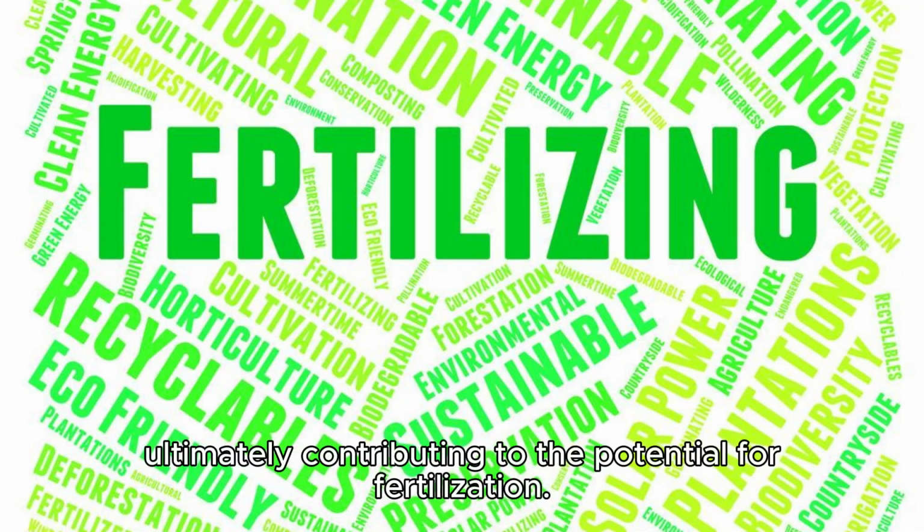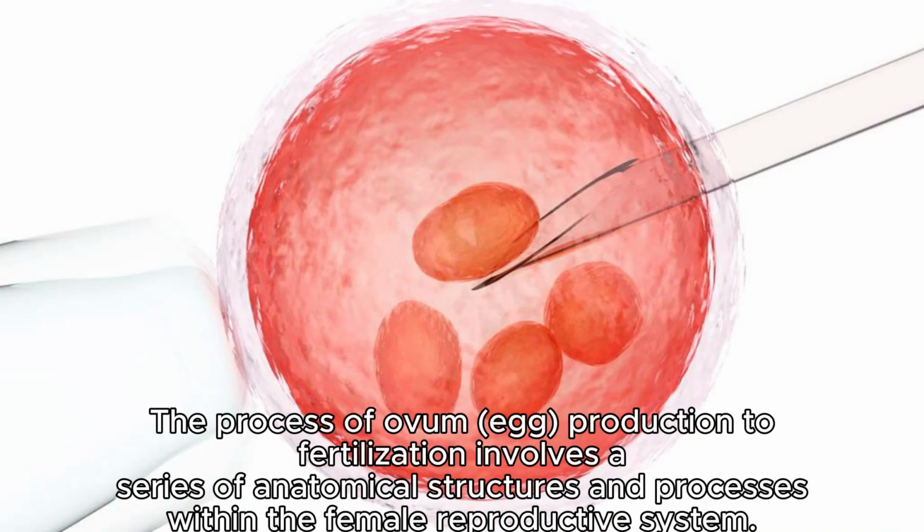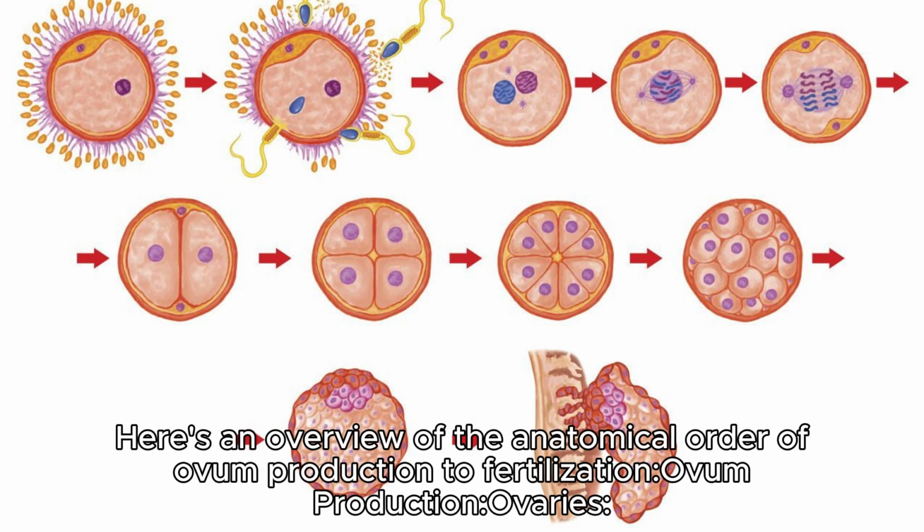The process of ovum (egg) production to fertilization involves a series of anatomical structures and processes within the female reproductive system. Here's an overview of the anatomical order of ovum production to fertilization.